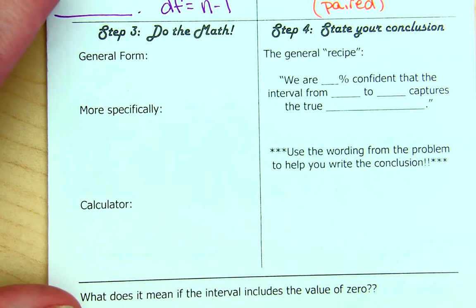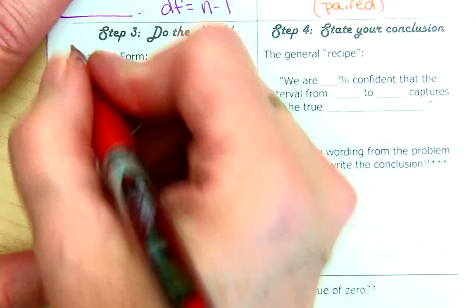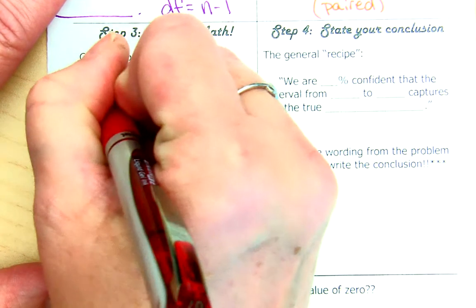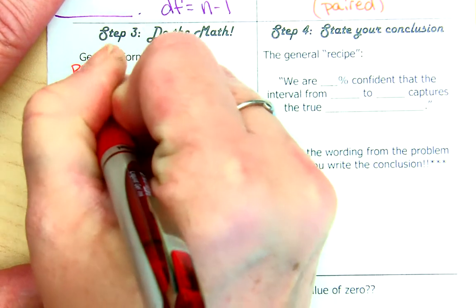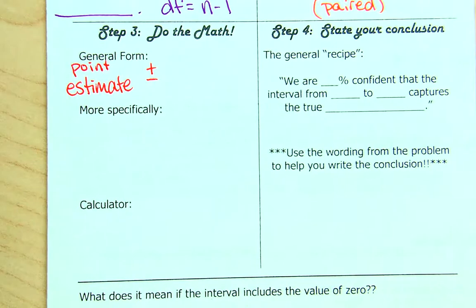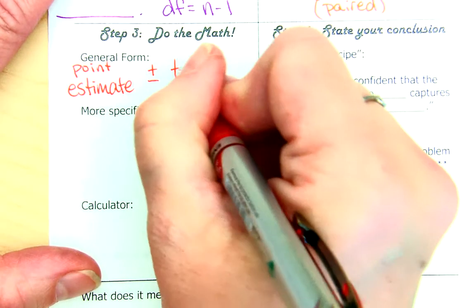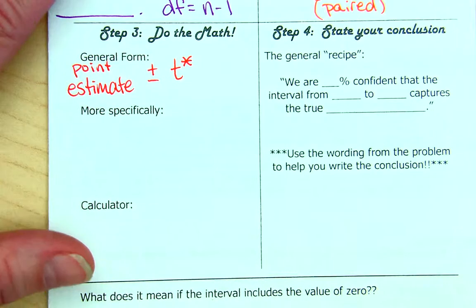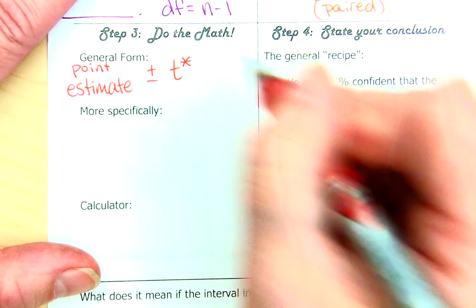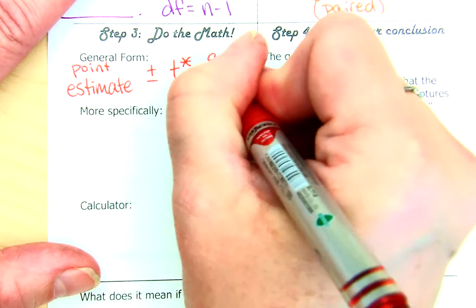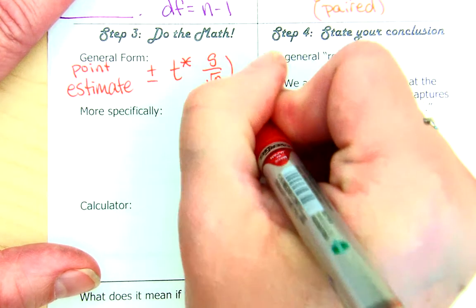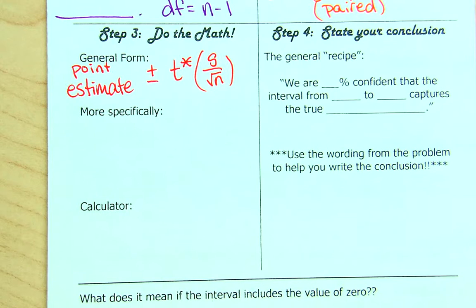So for do the math, our general form for a confidence interval is just our point estimate plus or minus, since we're doing a t interval, the t critical value times the standard deviation, which is s over square root of n. So that's kind of our general form for any kind of t interval.